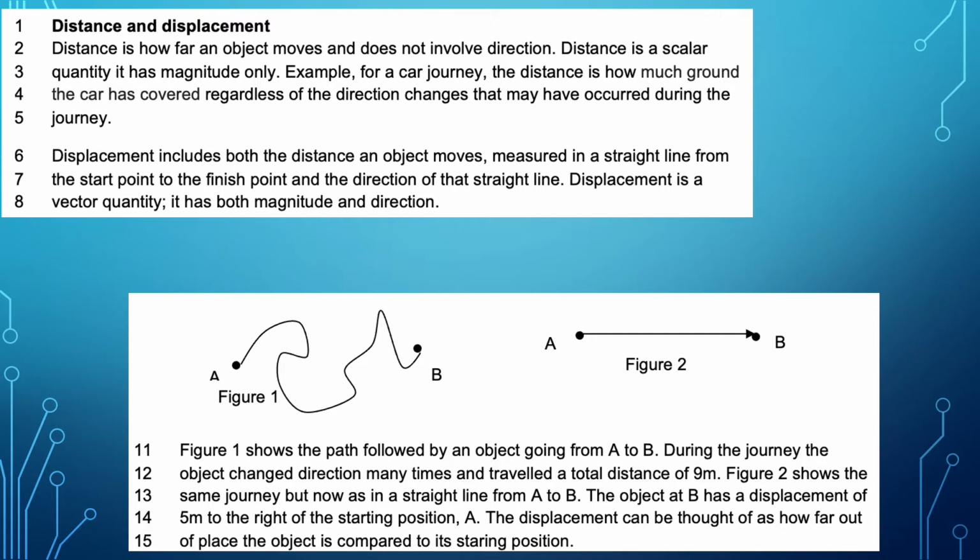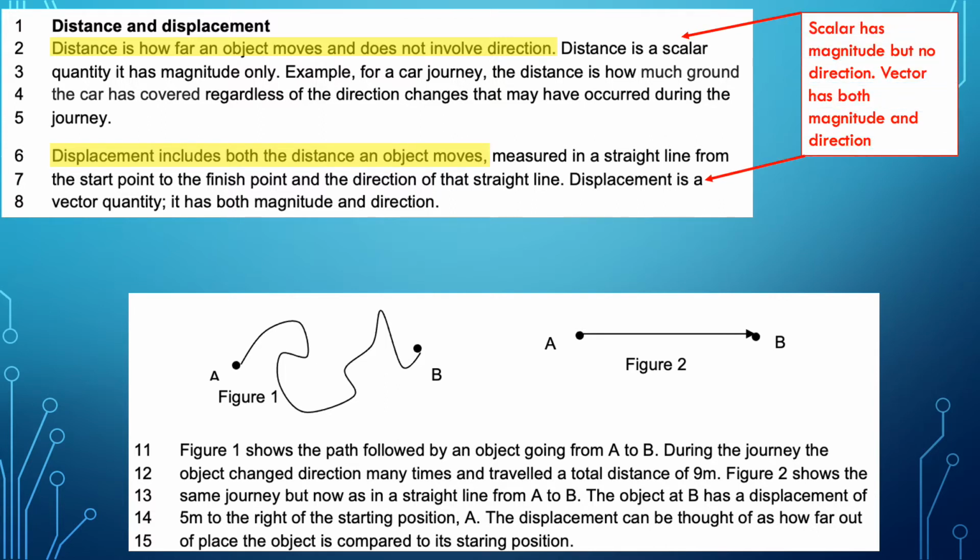Looking at displacement and distance, first we're going to make sure that we understand what they actually are. So distance is how far an object moves, and it doesn't involve any direction. Whereas displacement, on the other hand, includes both the distance and where the object goes. And from there, because distance is how far an object moves, so it's a measurement, but it doesn't involve direction, you should be able to tell me that distance is a scalar and displacement is a vector, right? And I put on the slide there what a scalar is and what a vector is, just to remind you what they are, all right?